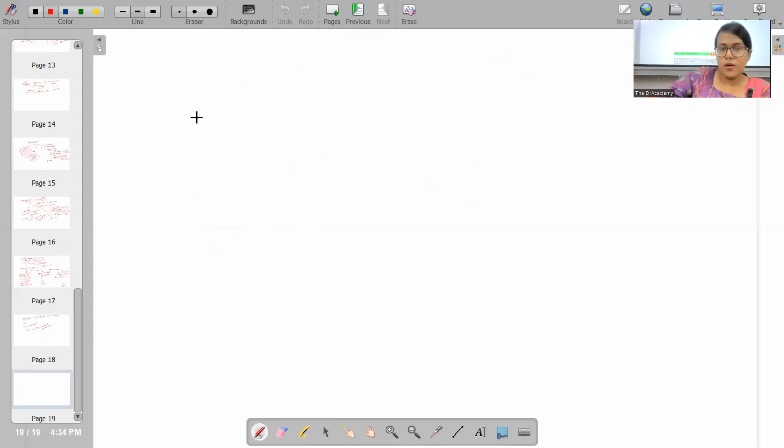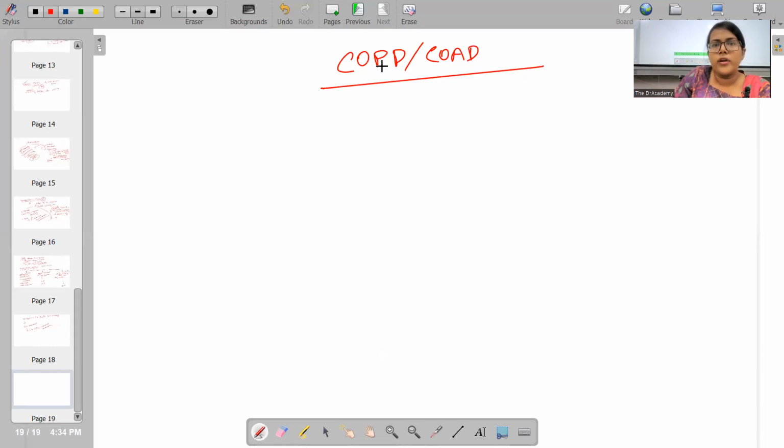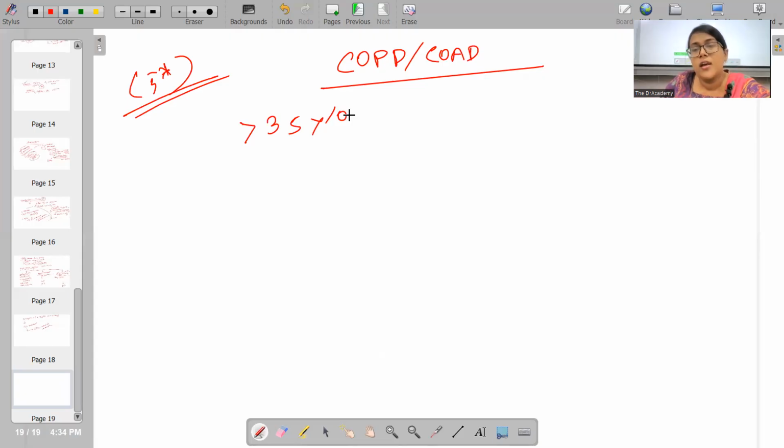Okay. All right. So our next topic is COPD or COAD, chronic obstructive pulmonary disease or chronic obstructive airway disease. Again, this is actually a 5-star topic for part 1 examination particularly. So COPD patient, diagnostic criteria, more than 35 years, okay? COPD will almost never virtually happen in any patient younger than that, except one rule. Okay, can anybody tell me? Alpha-1 antitrypsin deficiency, which is a genetic condition.